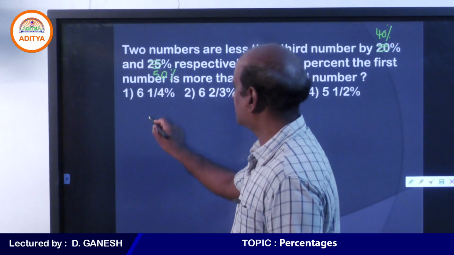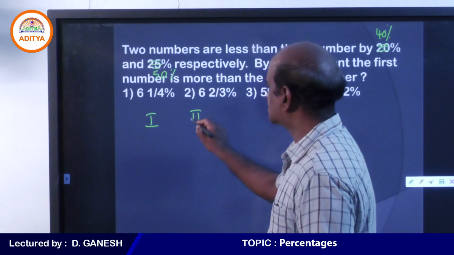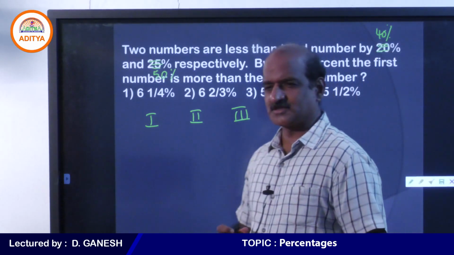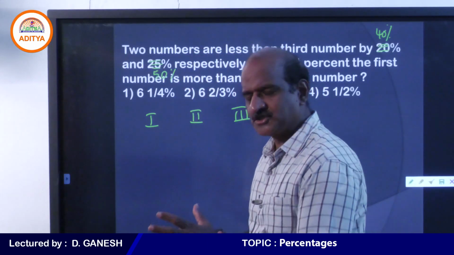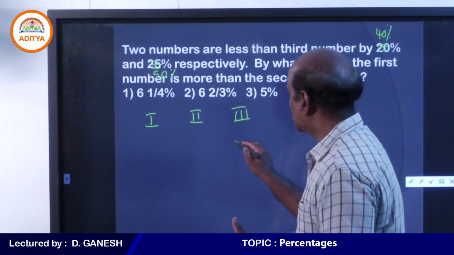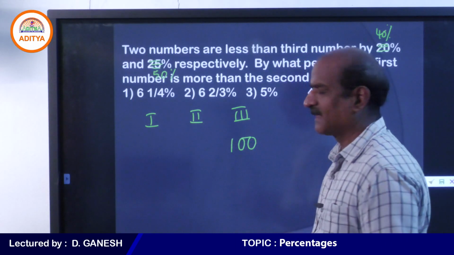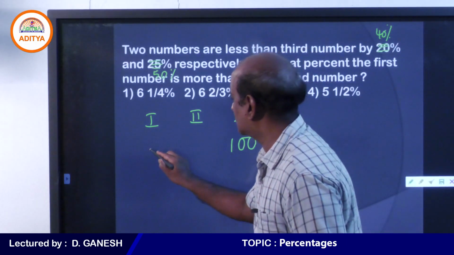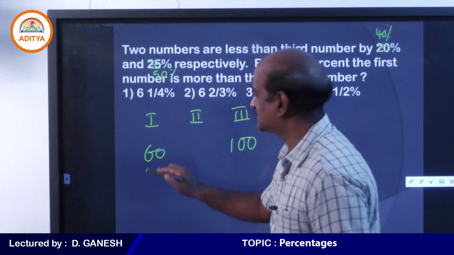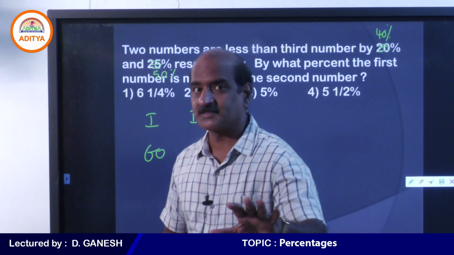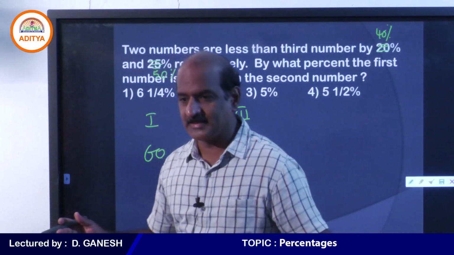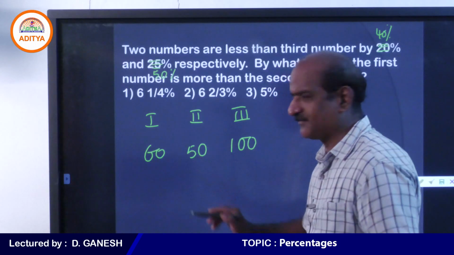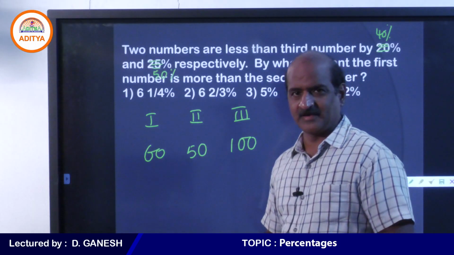Because the two numbers depend on the third one, you know how to handle this. Where do we have to start from? Yes students, the first two numbers depend on the third number. So let the third number be 100. Because the first number is 40% less, 40% less means 100 minus 40. You know 40% of 100 is 40. 100 minus 40 is 60. And the second number is 50% less. Therefore the second number is 50. I hope you understand why 50.